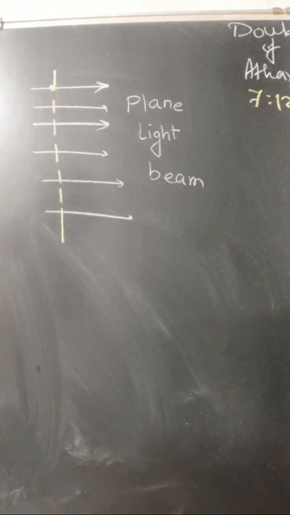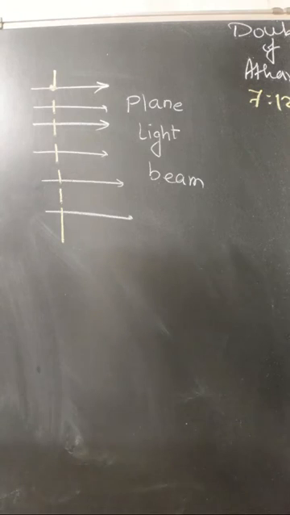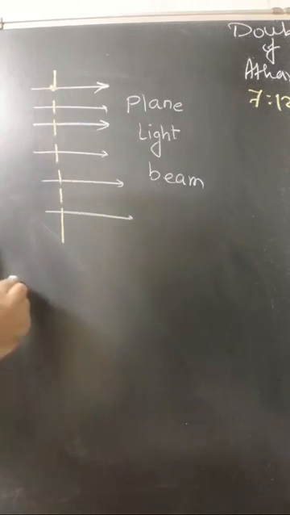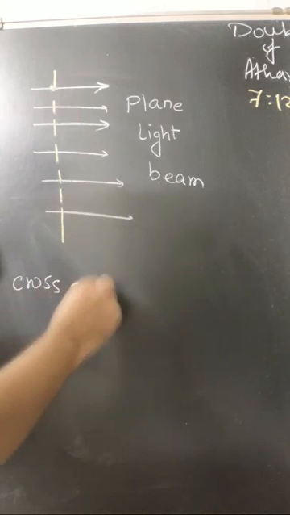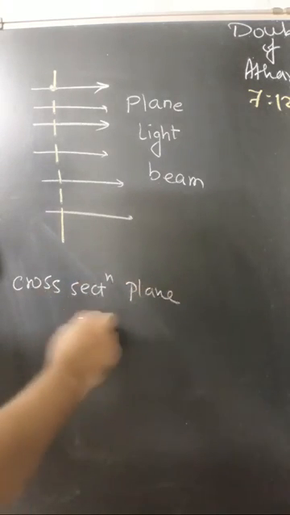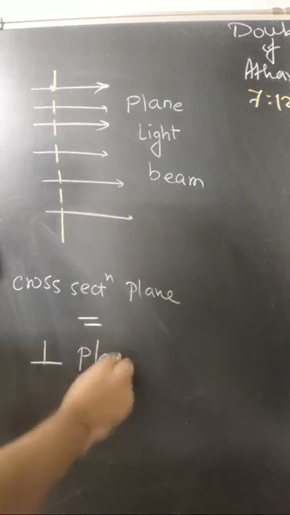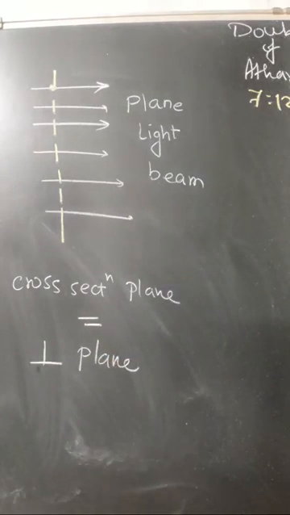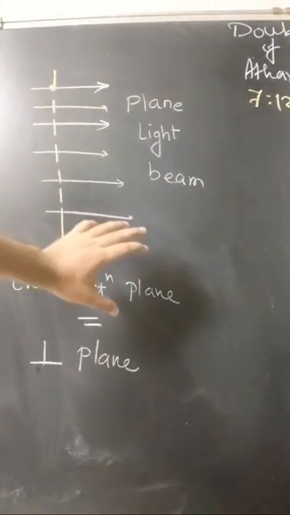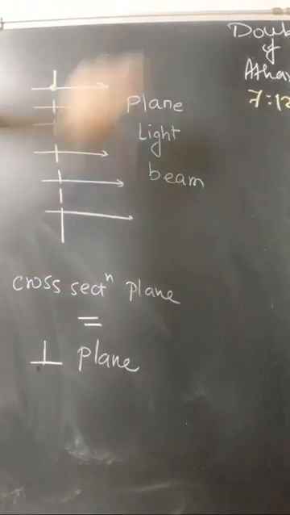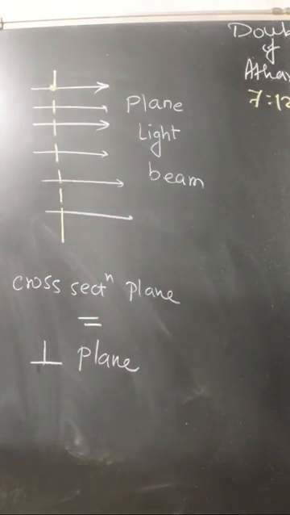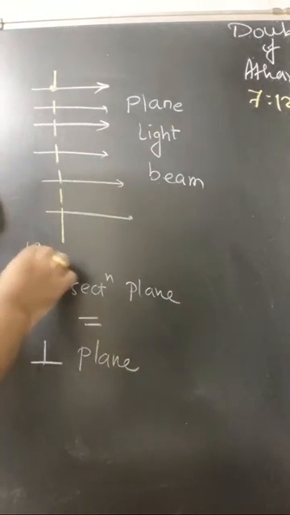students, do you remember we have written it is the cross section plane. Cross section plane means perpendicular plane. So, perpendicular to the plane light beam. Then this line which we have drawn, students, is called a wavefront.